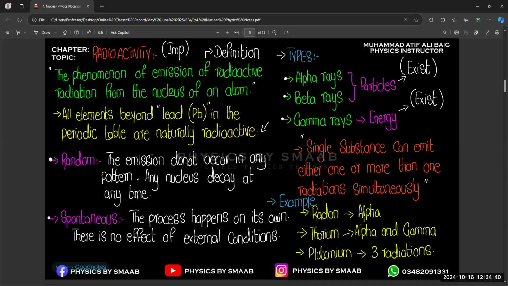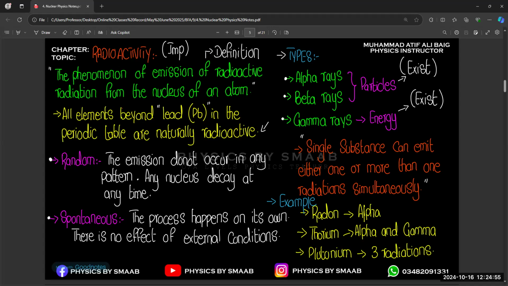We just need to know that radioactivity is a random and spontaneous process. Random means there is no pattern. It can occur at any time in any pattern. Okay, so there is no specific pattern to it.